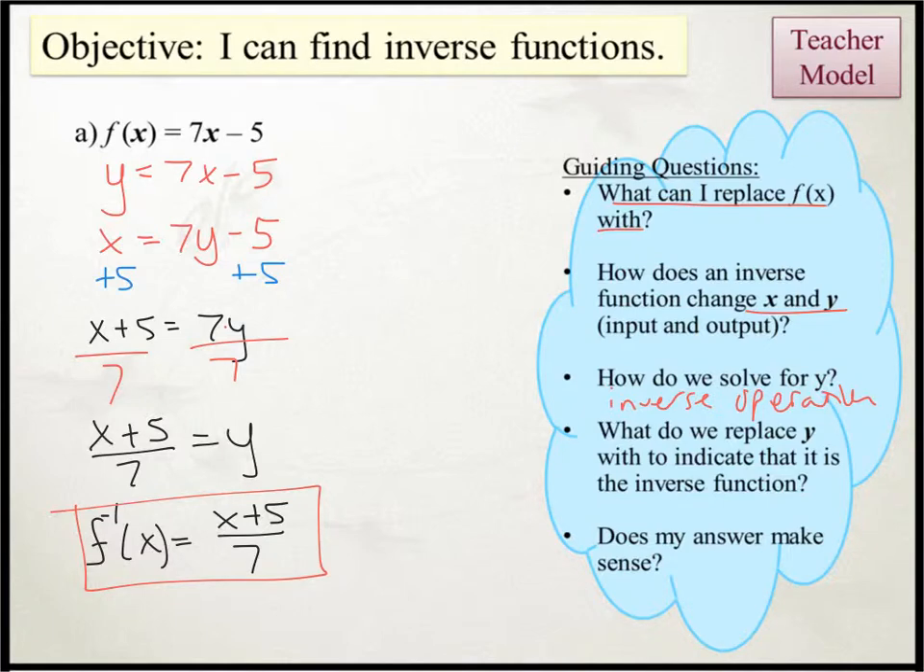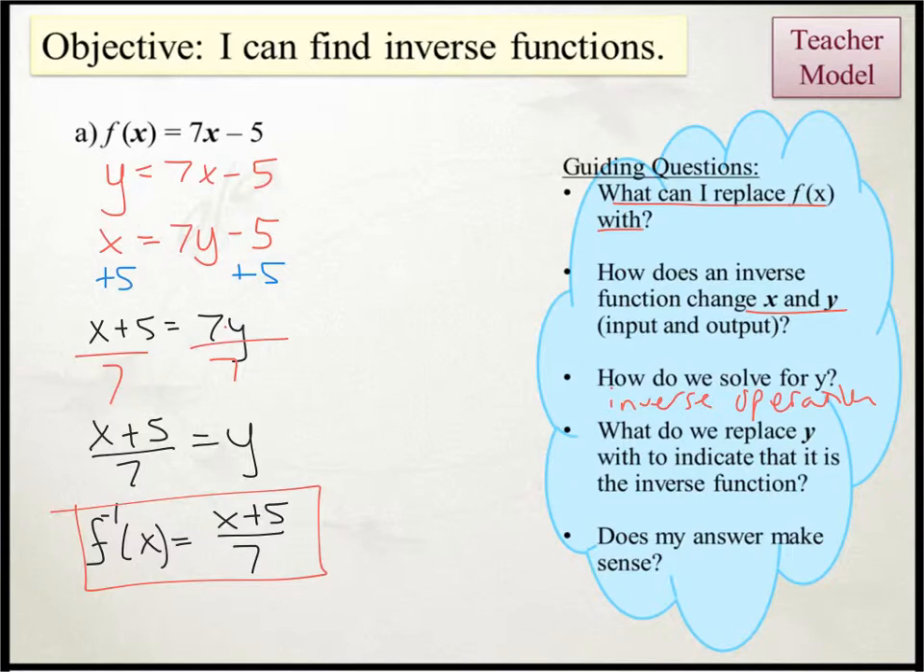So I just kind of want to think about, does this answer make sense? Does it appear to have the opposite operation? In the original I had a -5, now I have a plus 5. In the function I had a multiply by 7, here I have a divide by 7. So those things do make sense.